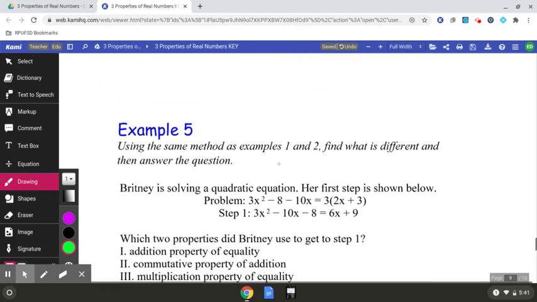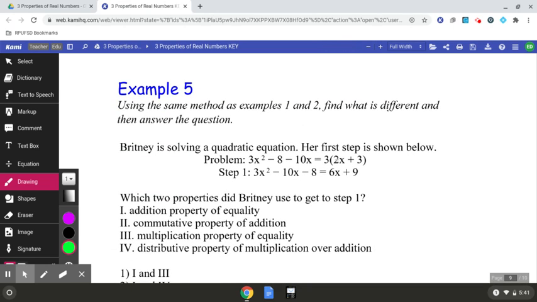So let's do the same thing here. Analyze the problem to step 1. Brittany is solving a quadratic equation. We haven't even learned what a quadratic equation is, but we don't need to know that because the question is just asking you, how did I get from step 1, the original problem, to step 2?